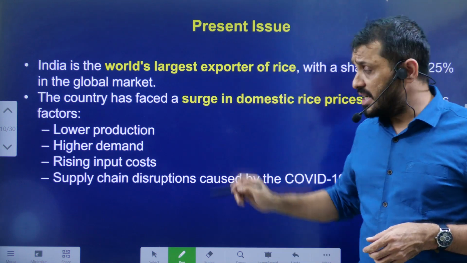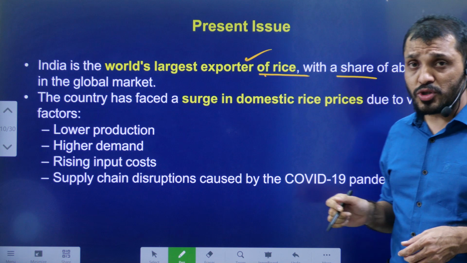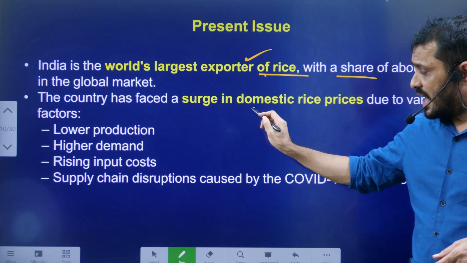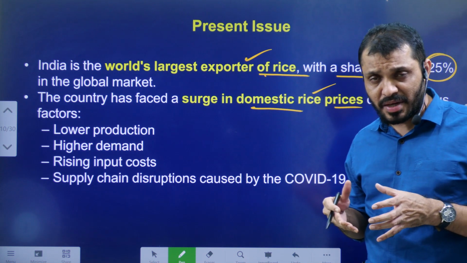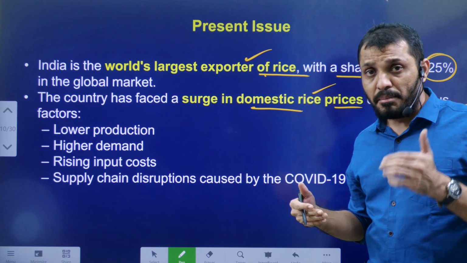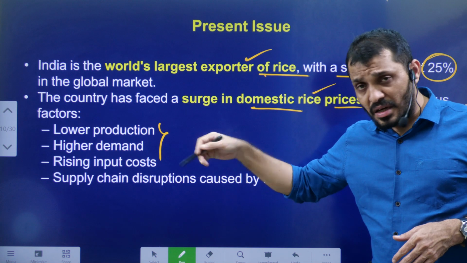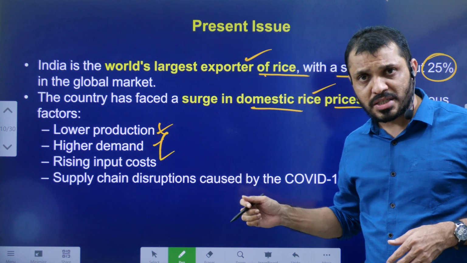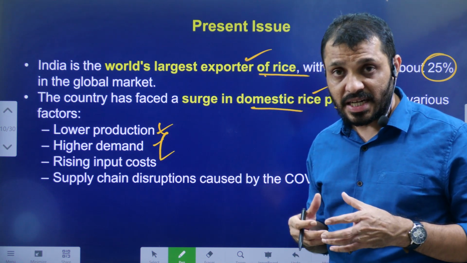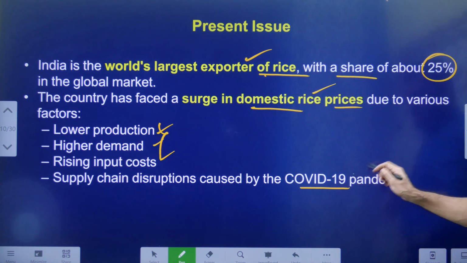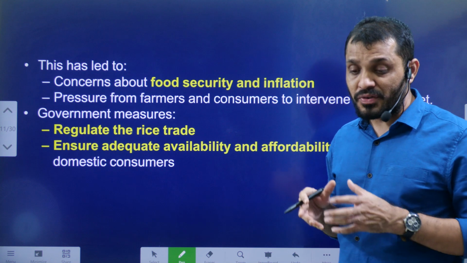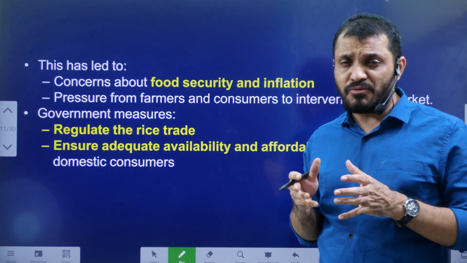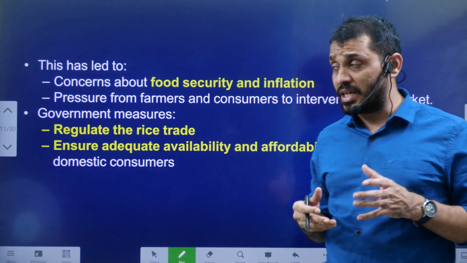The present issue: India is the world's largest exporter of rice. Almost 25% of the global share of rice export is from India only, and the country is facing a lot of price rises in the domestic market. Because of that, the government came up with the minimum export price. Why is there a lot of demand in India? Because of the low production, the high demand, rising input costs, the increased cost of fertilizers and pesticides, and supply chain disruptions like lack of rice mills, lack of wholesale shops, and some cargo issues. Because of various issues, the price of rice is increasing a lot in India.